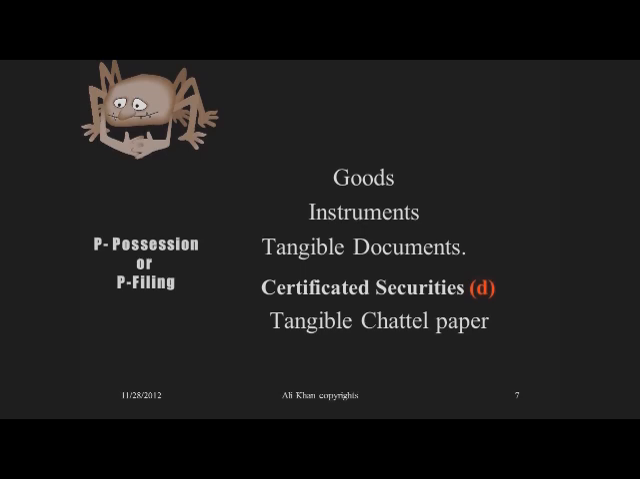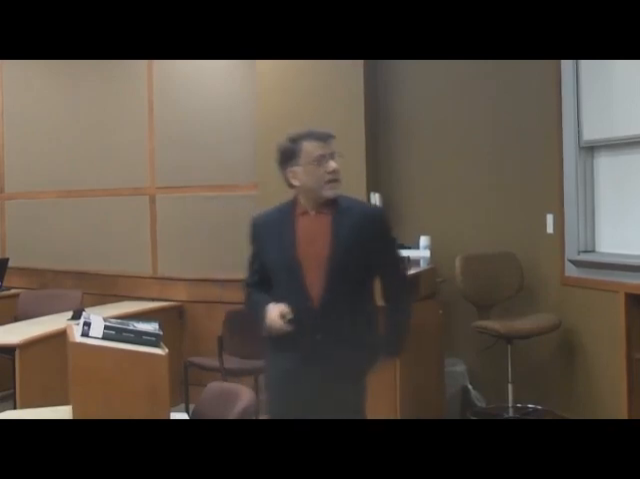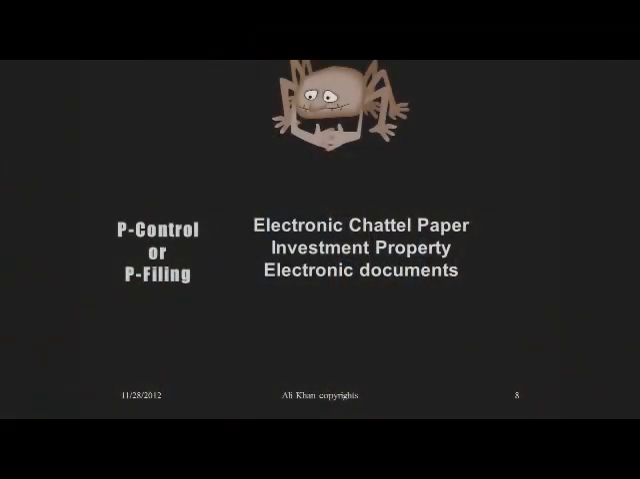So these are the collaterals where you have a choice as a lender. Either you can perfect by possession, or you can perfect by filing a financing statement. These three collaterals, you have a choice. Either you file or you control in order to perfect security interest. Electronic chattel paper, of course, you cannot possess, but you can control. And there's a definition of control under Article 9 of what would be considered as control.